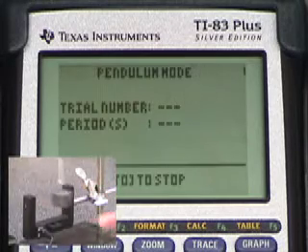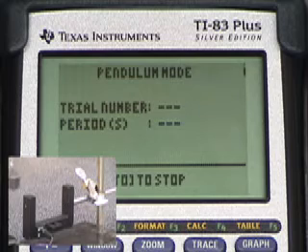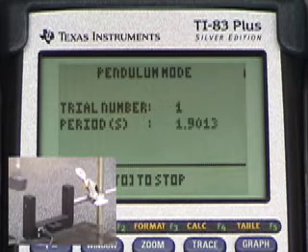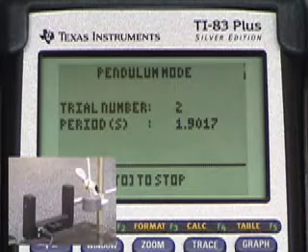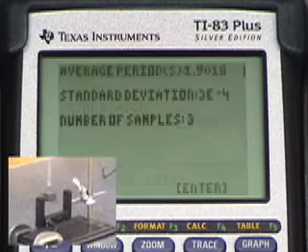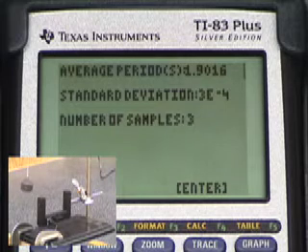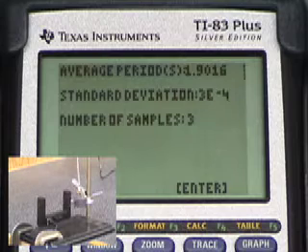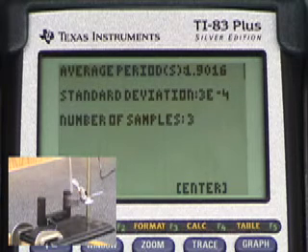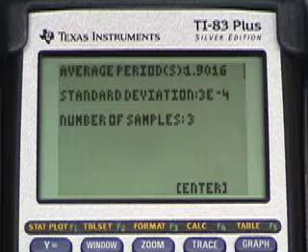And again, we'll measure the period for 3 complete oscillations. So at the top of the screen here, you can see for a 90 centimeter long pendulum, the period is 1.9016 seconds. And we'll just continue shortening the pendulum by 10 centimeters each time and measure the period.